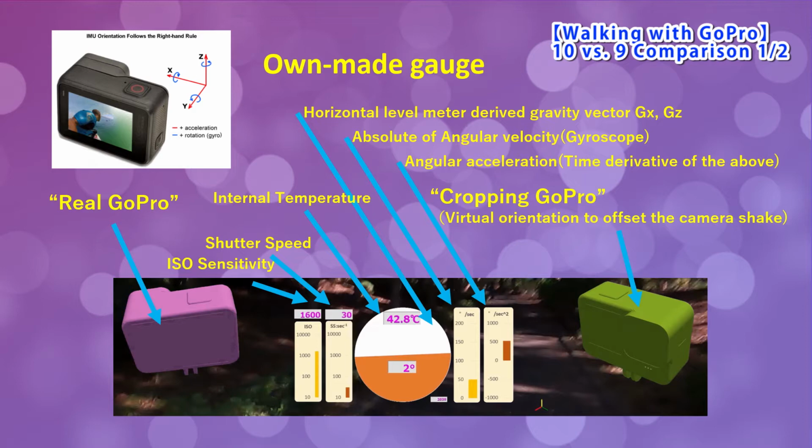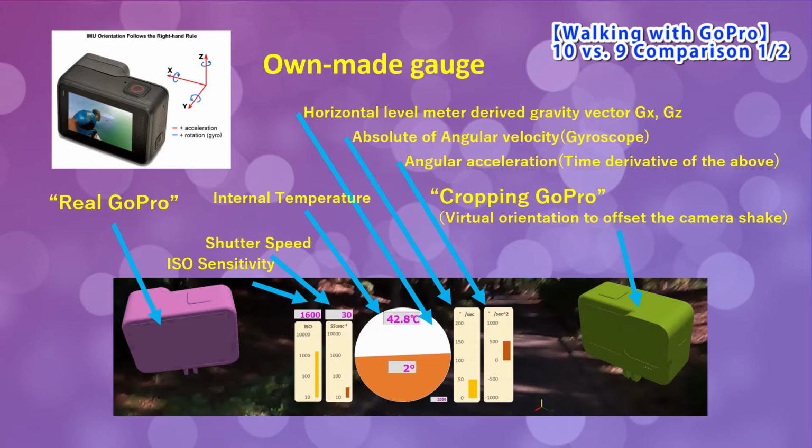The green object on the right shows a virtual GoPro to crop the video image for the video stabilization. It's difficult to explain, but for example, if the GoPro body turns to the left due to camera shake, this virtual GoPro turns to the right by the same angle. Here, we'll call them real GoPro and cropping GoPro for convenience. The cropping algorithm is a showcase for each camera manufacturer.